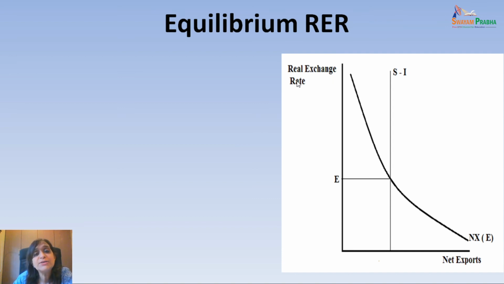How does saving and investment get affected? They get determined by the rate of interest that we have understood in the previous lecture. But we are saying, let us say this is S minus I. This is giving us net capital outflow. This is a vertical straight line, which means there is no impact of the real exchange rate on this.